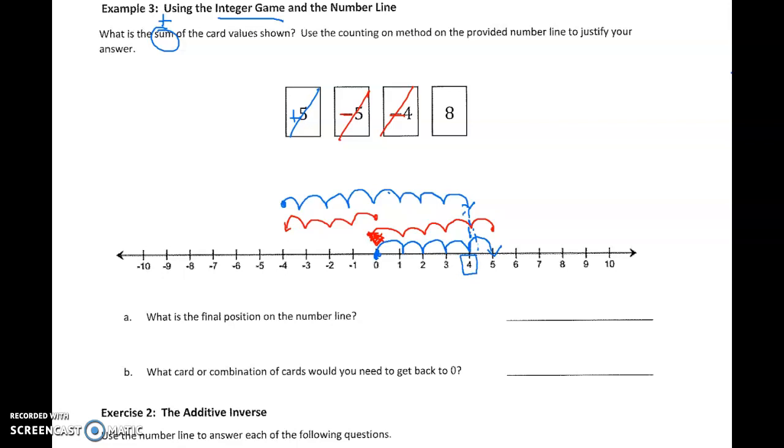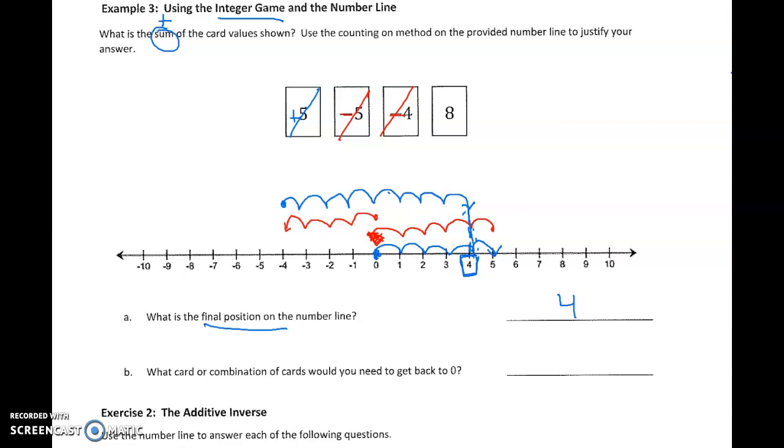Sorry, can I erase those little lines in there? Anyway, I ended up right here at 4. So what is the final position on the number line? It's at 4. Now, I need you to pay close attention to this next part because you're going to be asked this again.